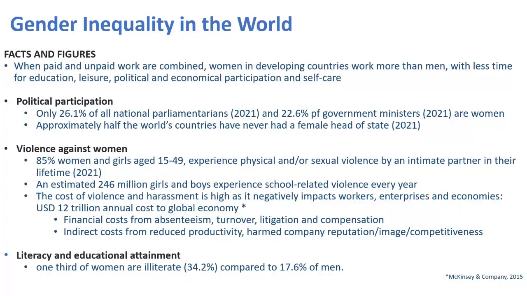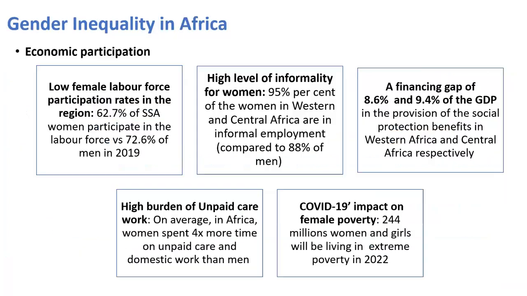On literacy and education attainment, we also see that one-third of women are illiterate compared to 17.6% of men. So these data really show the gap and inequality around the world. Now let's talk about some gaps in the economic participation. In Africa, women face a low labor force participation rate. We have fewer women entering the labor market compared to men. For the data, we have 62.7% of women in the sub-Saharan region that participate in the labor force compared to 72.6% for men.